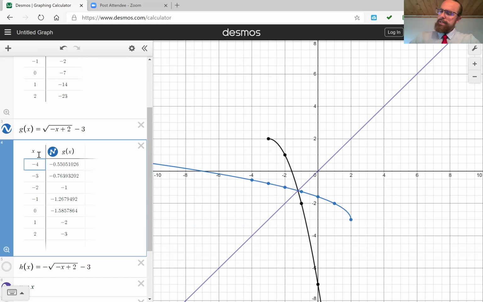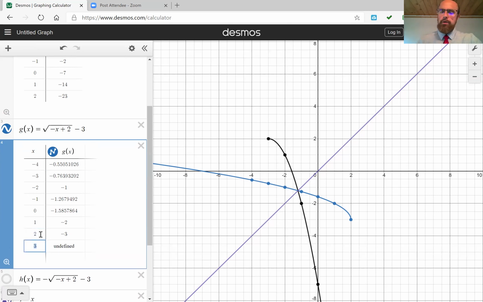-1, I'm sorry, is -1.27. 0 is at -1.59. 1 is at -2, and 2 is at -3. I do want to go one step further just to see what's happening at 3. So on my square root function, 3 is undefined. So that's what I need from Desmos. I'm going to head back to the note screen to graph this pair of functions along with the identity line.